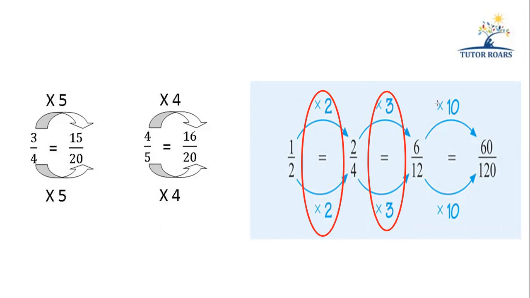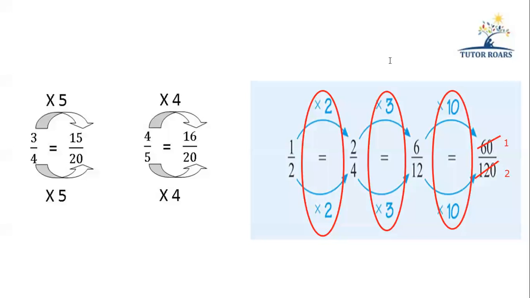What do we get? When you multiply 10 with the numerator and 10 with the denominator, we got 60 out of 120, which is equivalent to 1/2. See, if you simplify this 60 over 120, what will you get? It is again simple. I'll get 1 in the numerator and 2 in the denominator. That's why it is written equivalent fraction, and that's why we call them equivalent fractions.